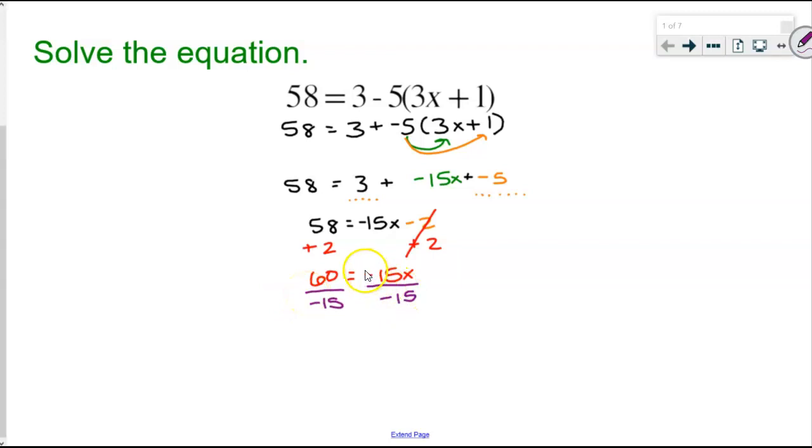Negative 15 divided by negative 15 ends up being just 1. So that's why I have one single x, or in other words, x is alone. 1x is equal to 60 divided by a negative 15, which is a negative 4. So negative 4 is equal to x, or x equals negative 4.